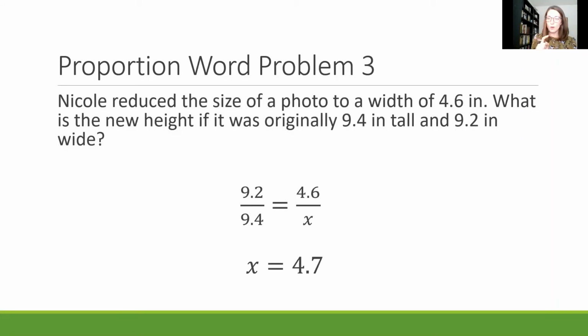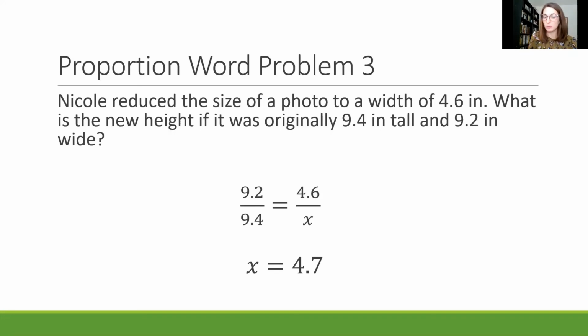So we do know that the new width of the photo is 4.6. So we want to match that parallel with the 9.2, which was the old width of the photo. And our unknown is how tall it is. So we're going to match our variable x with the old value of how tall it was at 9.4. So we line all of that up, and when we cross multiply 9.4 times 4.6 and divide by 9.2, we get x equals 4.7.